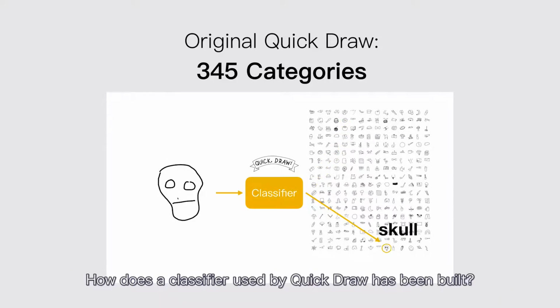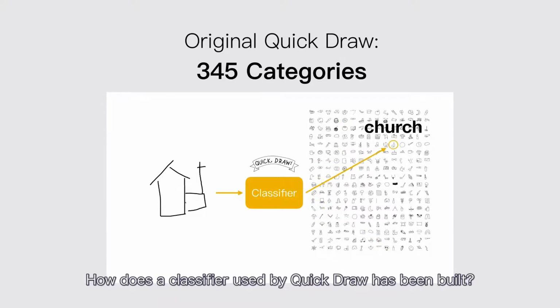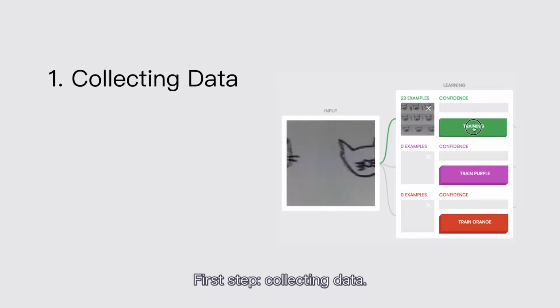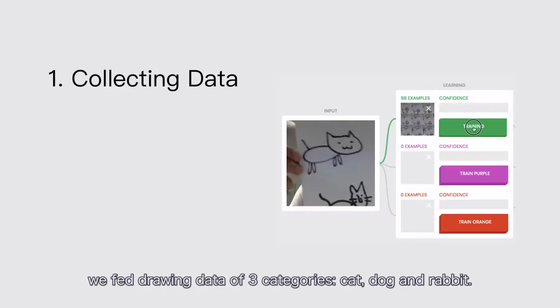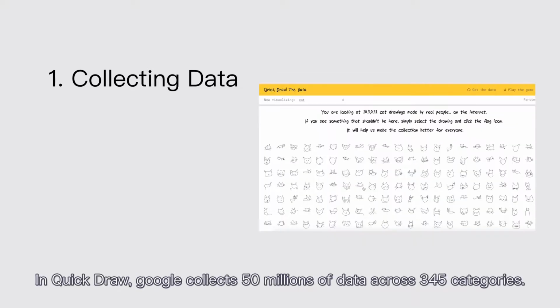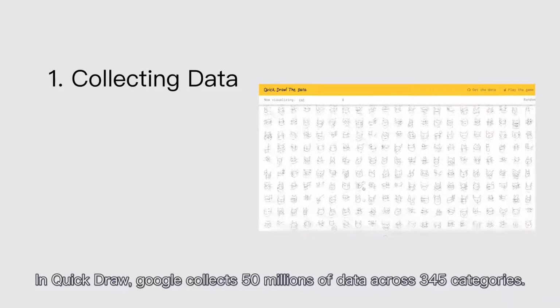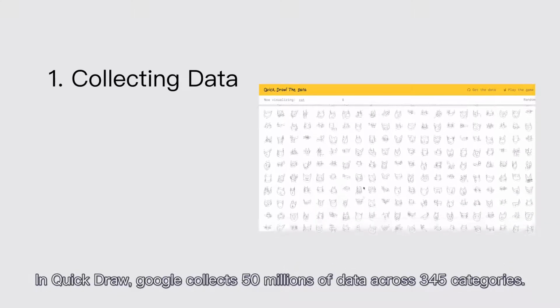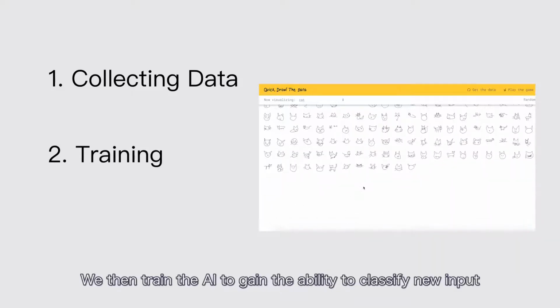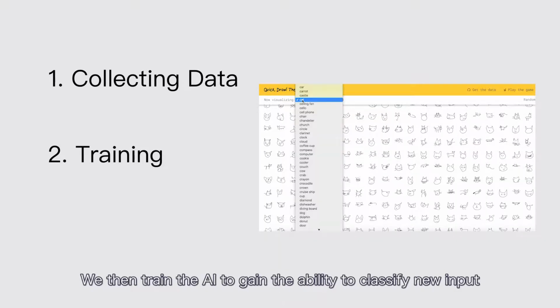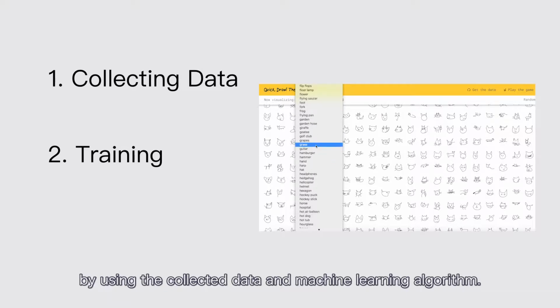How has a classifier used by Quick Draw been built? First step, collecting data. In Teachable Machine, we fed drawing data of 3 categories: cat, dog, and rabbit. In Quick Draw, Google collects 50 million pieces of data across 345 categories. Second step, training. We then train the AI to gain the ability to classify new input by using the collected data and machine learning algorithm.